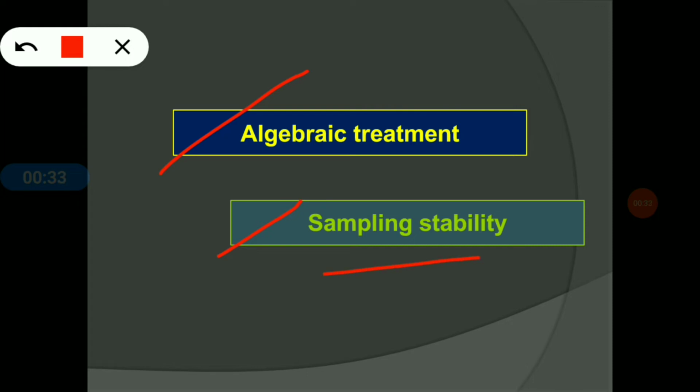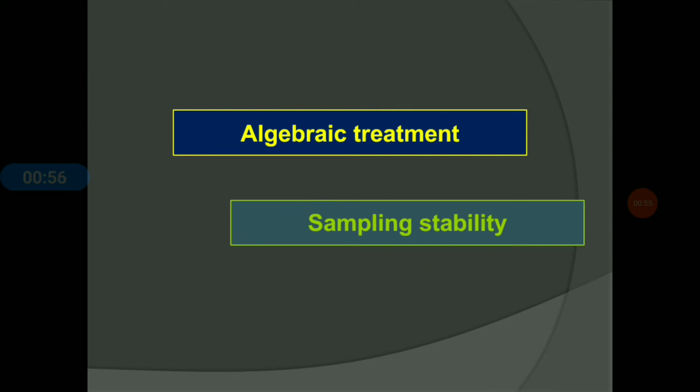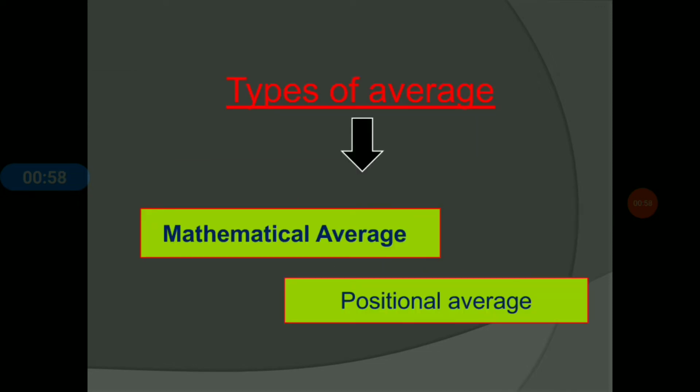Now the last characteristic of average is sampling stability. Average will be least affected by sampling fluctuations. If a few samples are taken from the same universe, average has least variation, because it has sampling stability, and that's why average is the true representative of the universe. Now go to the next slide, where we can see the types of average.